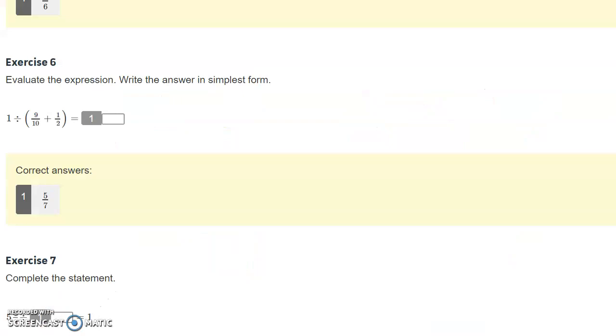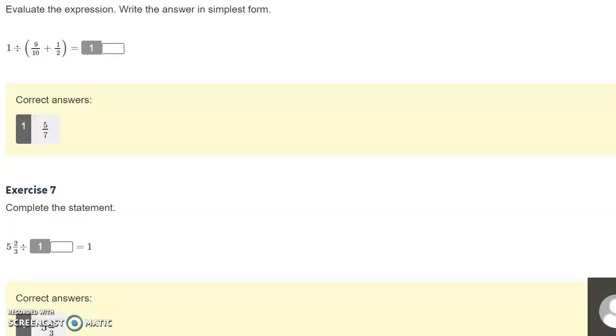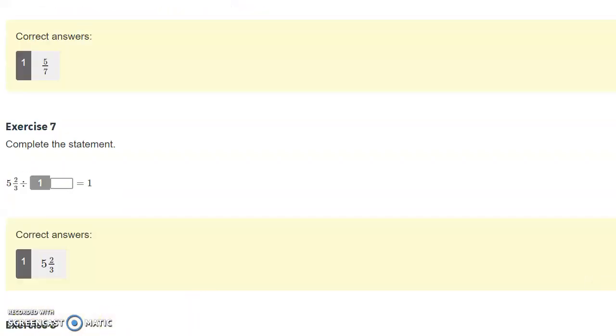You got to love problem 7. Problem 7 says 5 2/3 divided by some number equals 1. Well, anytime you end up with the answer of 1, it's dividing the same exact number. So you have 5 2/3 divided by 5 2/3, and it equals 1.